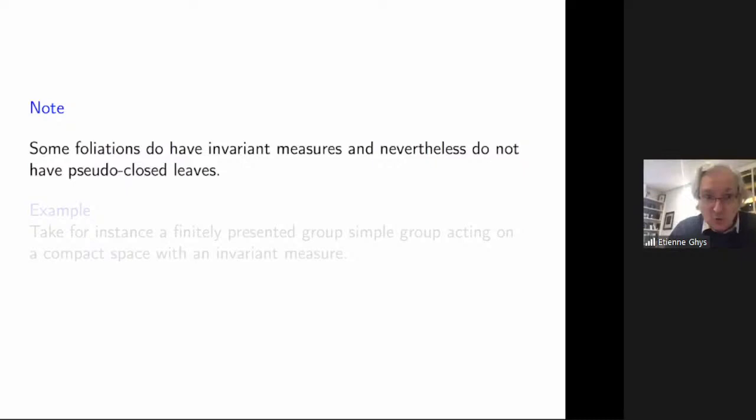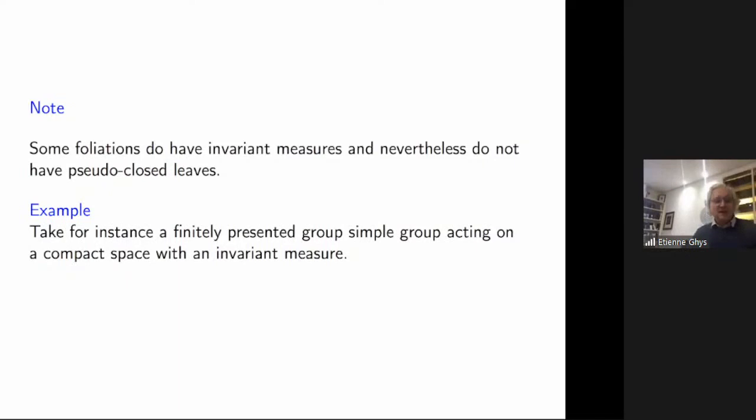For example, if you take a finitely presented simple group, and you let it act on a space with an invariant measure, well, you're lost. This simple group has no finite index subgroup, and therefore it does not have a pseudo finite orbit, and so the corresponding foliation does not have a pseudo compact leaf. So you see that the existence of a transversely invariant measure and the existence of pseudo compact leaves are not equivalent.